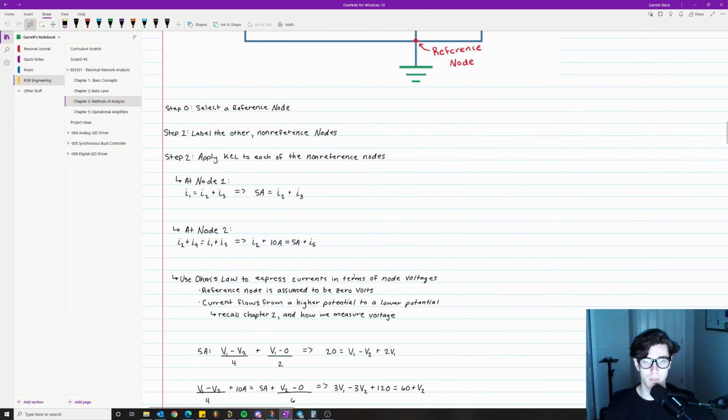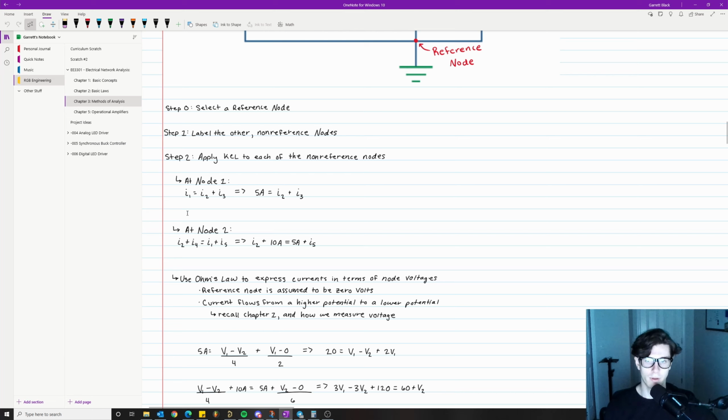Okay, but before we can solve the system of equations, we have to use Ohm's law to express the currents in terms of node voltages. Remember, reference node is assumed to be 0 volts. Current flows from a higher potential to a lower potential. Recall chapter 1 and how to measure voltage, because that's where I covered it. So hopefully that makes more sense.